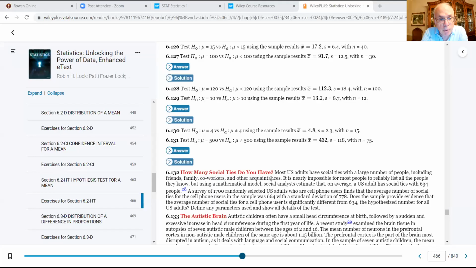Now let's look at one more example here. Go back to the book. Look at 6.131. This is the case of a two-tail test. Notice that for 6.131, the null hypothesis is that mu is 500. The alternative is that mu is not equal to 500. Sample mean is 432, the sample standard deviation is 118, and the sample size is 75. Now back to the PDF to see exactly what formula we're going to use here.